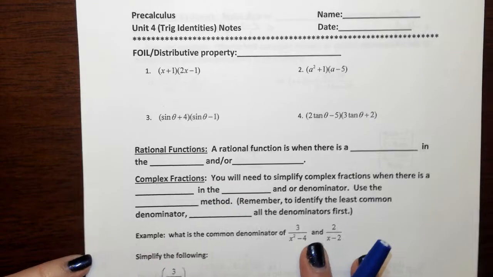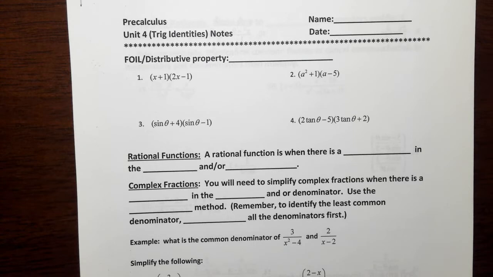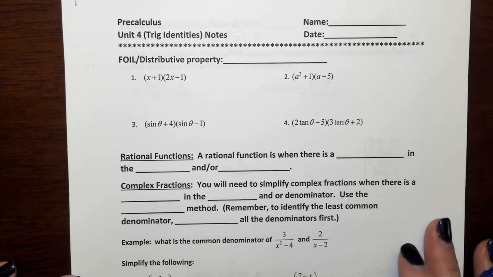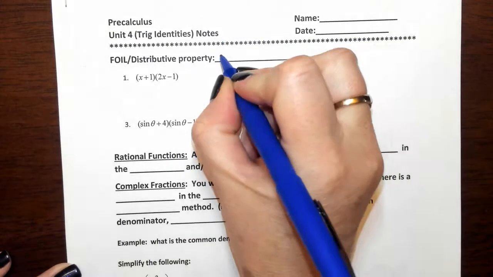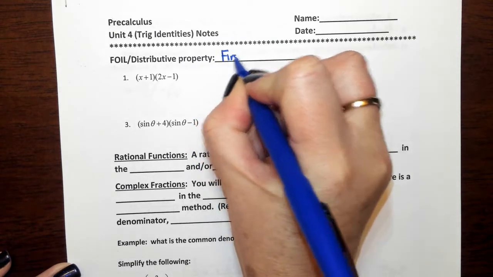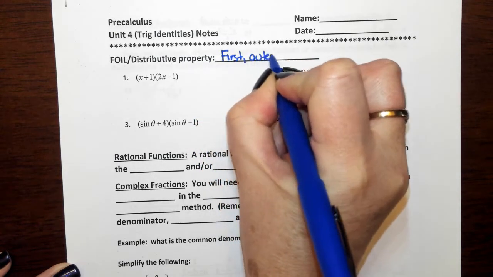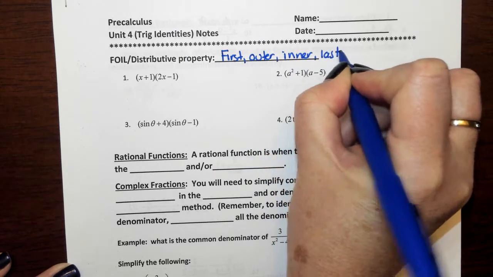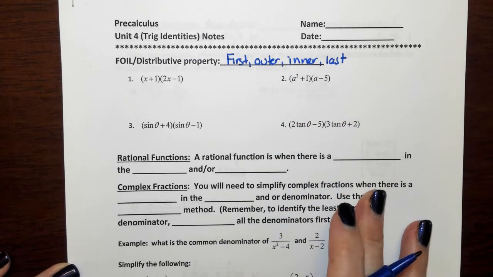So to review some operations that were learned back in Algebra 2, we're going to review our operations with rational functions. So first we're going to review the FOIL and distributive property. Remember, the F stands for first, outer, inner, last. So we use this to multiply binomials together.